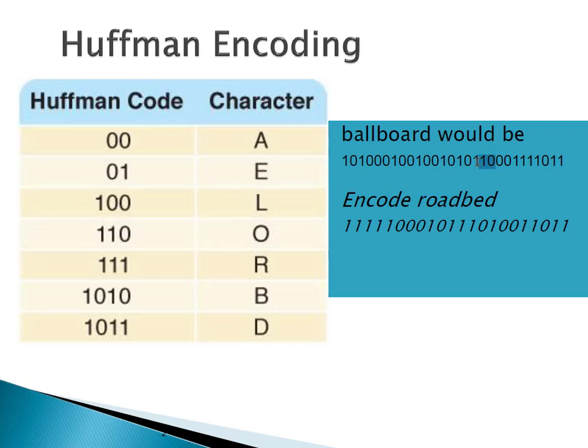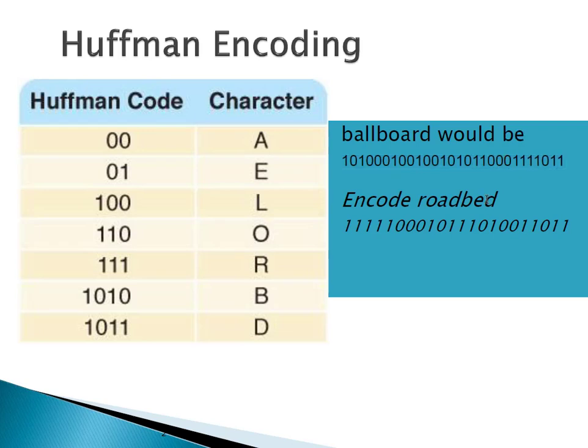All right, there it is. Then we have to encode an A, and if you remember, A is 00. Then we have to encode an R, which is three ones. And finally, we have a D, and the D is encoded as 1011, which encodes together. All of these form the word ball board.